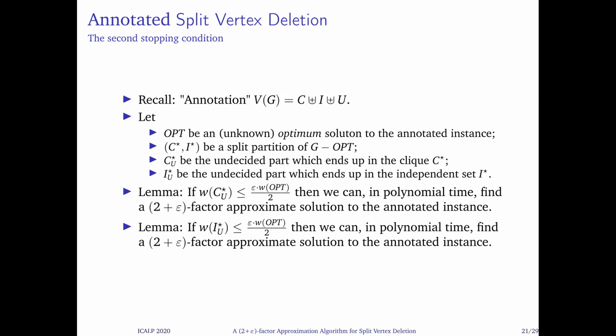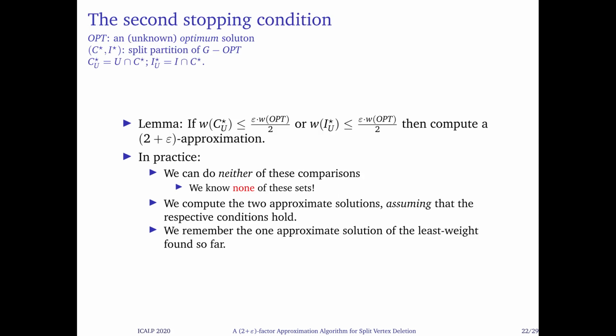So if the weight of at least one of these two sets becomes too small, then we stop, compute a 2 plus epsilon factor approximate solution in polynomial time and return that. But in practice, there's a problem. We cannot do these comparisons in the lemma because we don't know any of these three sets. So what we actually do is that at each step, at each branch, we compute the two approximate solutions, assuming that the respective conditions hold. We keep track of the lightest approximate solution computed in this manner throughout the algorithm.